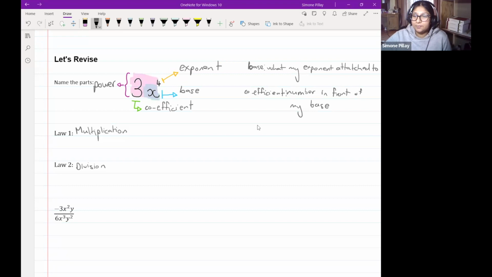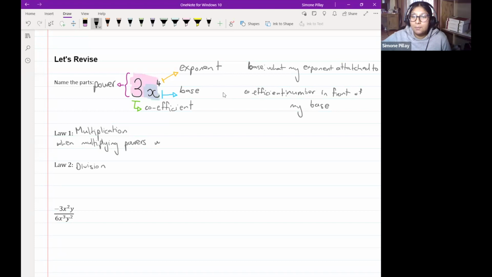Yes, immediately. So ma'am, the rule for law 1 is: when multiplying powers with the same base, keep the base the same and add the exponents together. 100%. Thank you for that beautiful answer. And it was almost word for word.